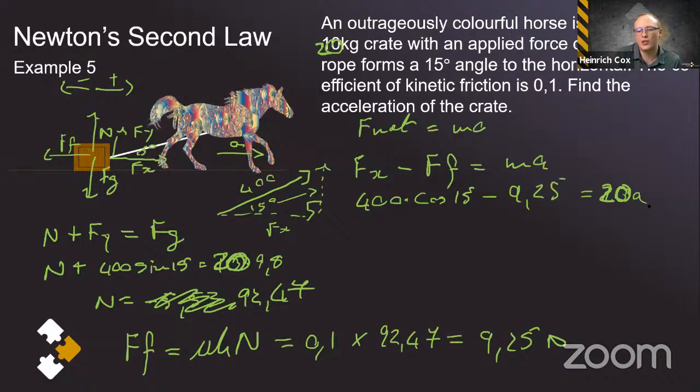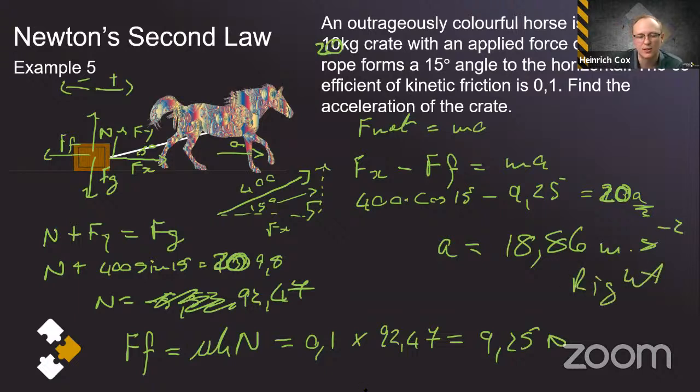9.25, and then we're actually home and away, because we see in this particular equation that the only thing missing is acceleration, so we can solve for acceleration. So 400 times the cos of 15 minus 9.25 gives us 377.12, and then we just need to divide that by 20, and we get 18.86. So the acceleration here is going to be 18.86 meters per second squared, and that's going to be towards the right because that's the direction in which the net force goes. Cool. Okay. So that's our example there.